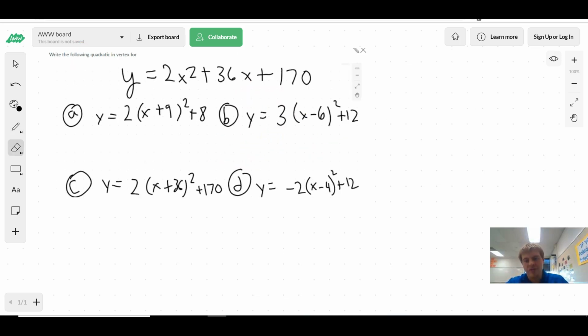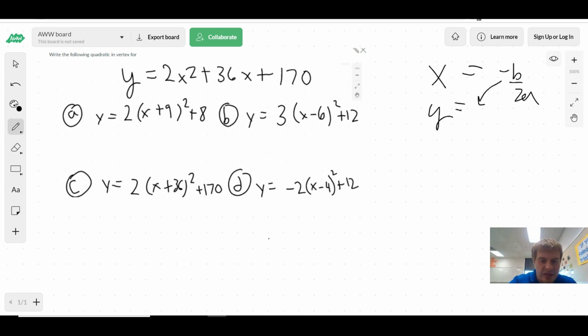Okay, so this is the same type of problem. Again, we need to put this into vertex form. So to put this thing into vertex form, we need to find our x value and our y value. To find your x value, you're going to do negative b over 2a, and to find your y value, you're going to plug that in.